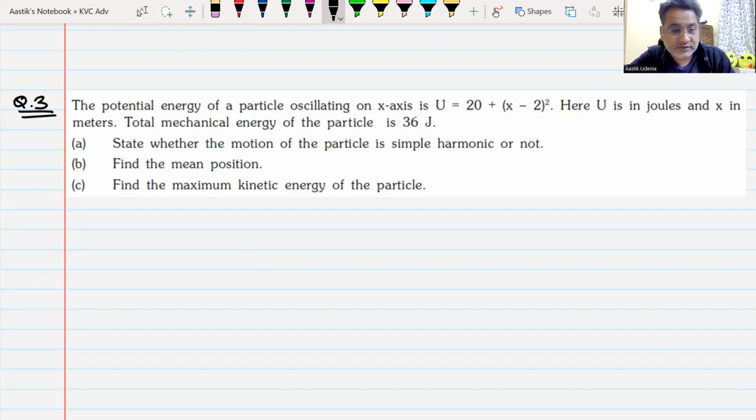That is the first question. Find the mean position. That is the second question. Find the maximum kinetic energy of the particle. That is the third question. And they have not asked you what the extreme position is. You can also find out the extreme position once you know.